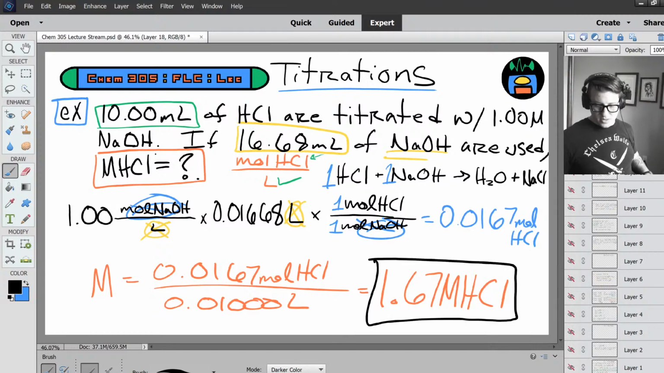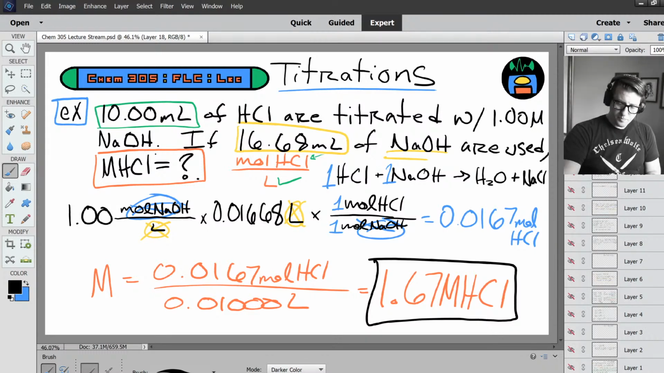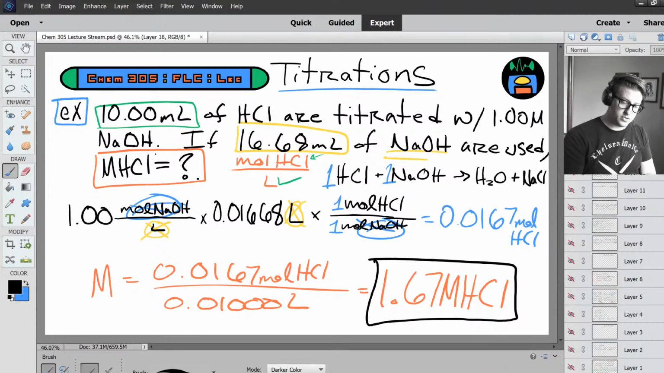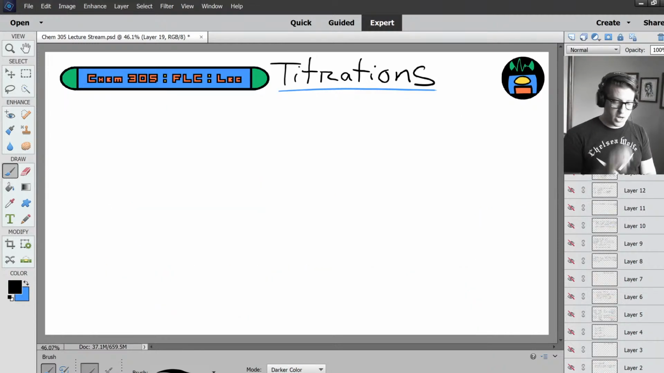All right, so that is a titration experiment. It's one of those things that's actually very reactant focused. You're using a known amount of one reactant to find the concentration of the other reactant solution. So it's less focused on the products.